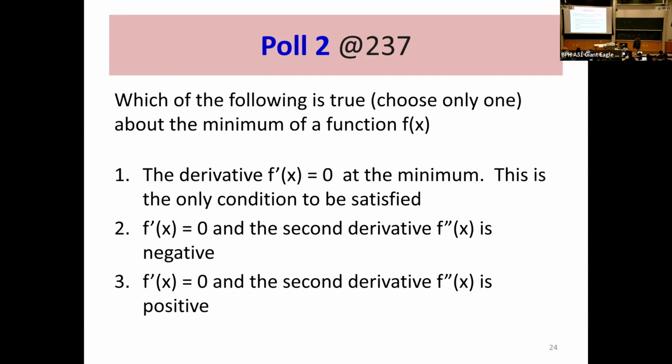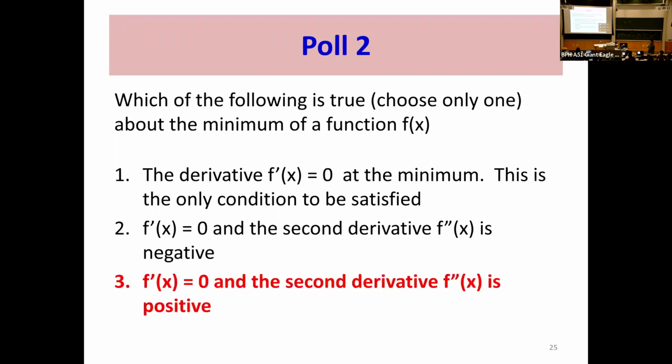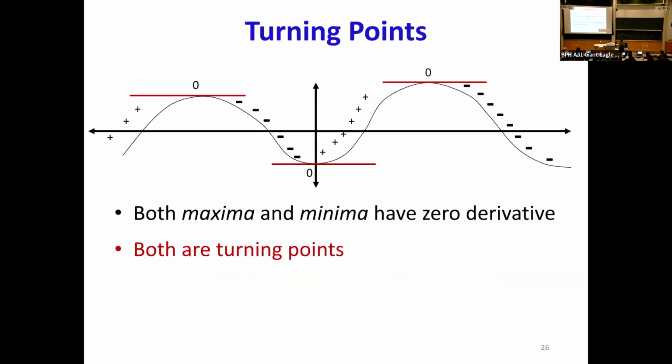Anyone want to take this question? Harvey? 3. Any? See, right? This is what we knew, right? Okay. What we know is that both a maximum and a minimum, a place where the derivative is 0, where the function is a minimum or a maximum, is generally called a turning point.